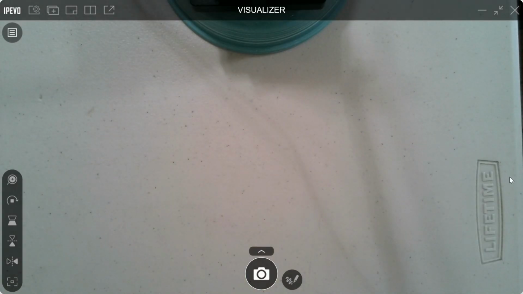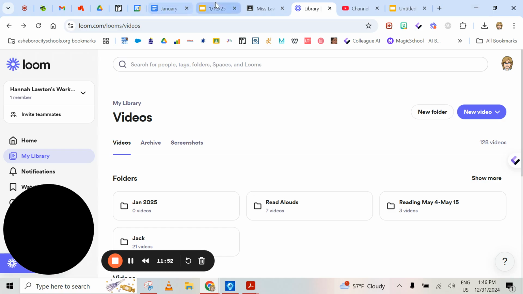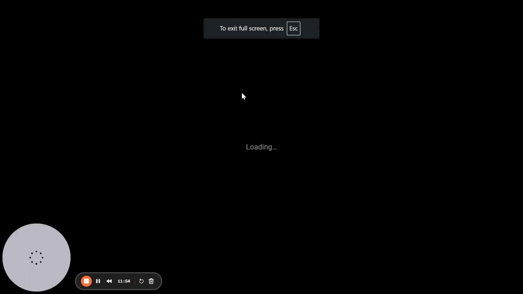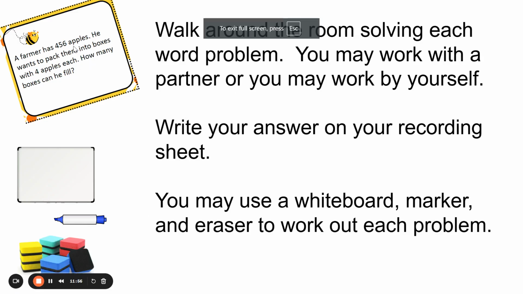Now, around the room, you will see, let me show you, cards that look like this. They have little bees on them, and then there's word problems. You're going to walk around the room solving each word problem. Now, you can work with a partner or you may work by yourself. Now, when I say partner, it's only you and one other person, so no group of 3 or 4, just you and one other person. You're going to write your answer on a recording sheet.